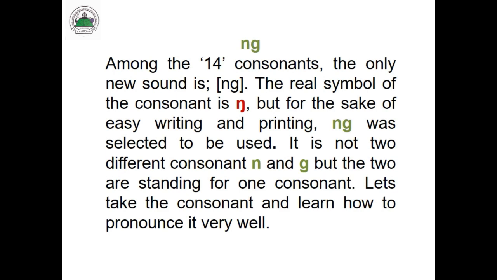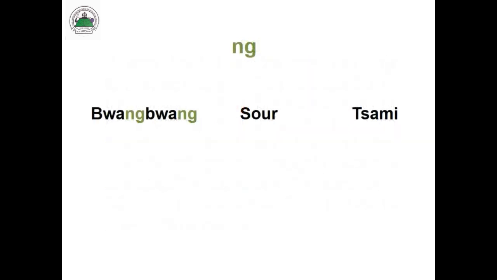Now, this new consonant NG, like we said, is standing for one consonant, and it is pronounced ng. Like we said, you raise the back of your tongue to touch the back roof of your mouth while air is being forced out of your mouth. So the example we have there is bang bang, which means saw in English, tsami in Hausa. We're going to take this word bang bang and do a word drill on it so that we'll get the right pronunciation of this consonant ng.